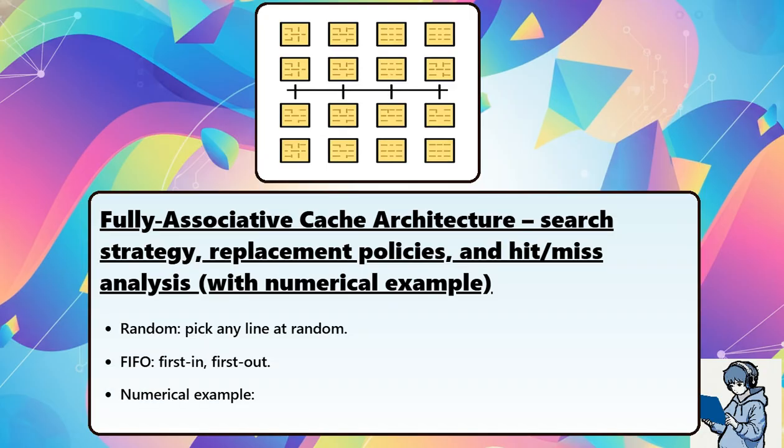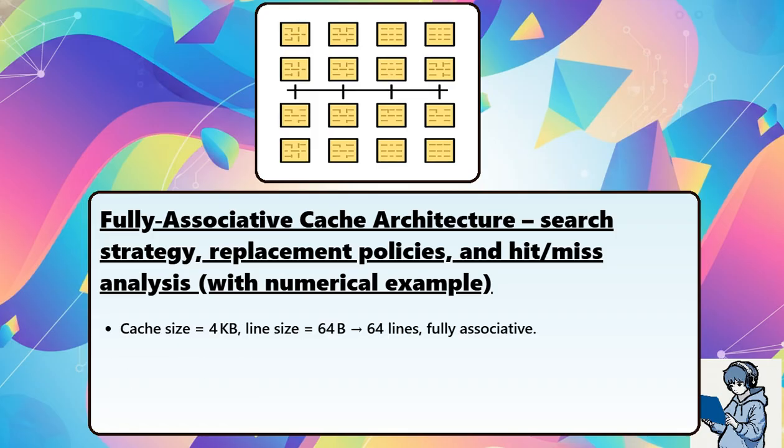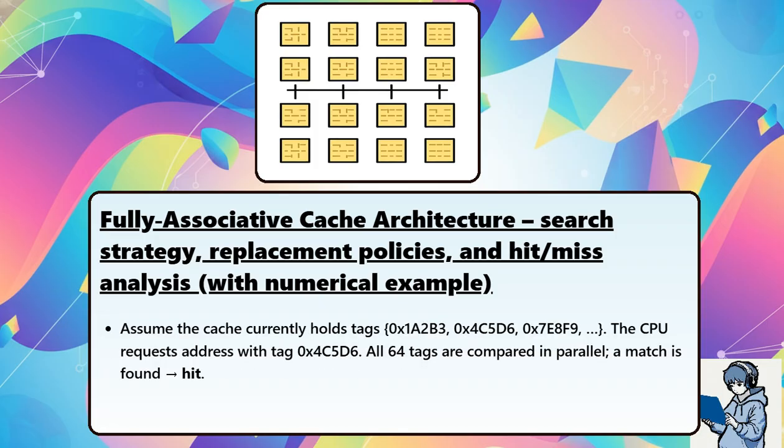Numerical example. Cache size equals 4 kilobytes, line size equals 64 bytes, which gives 64 lines, fully associative. Tag bits equals 32 minus 6 for the offset, which is 26 bits, no index. Assume the cache currently holds tags 0x12b3, 0x4c5d6, 0x7e8f9, and so on. The CPU requests an address with tag 0x4c5d6. All 64 tags are compared in parallel. A match is found, hit.